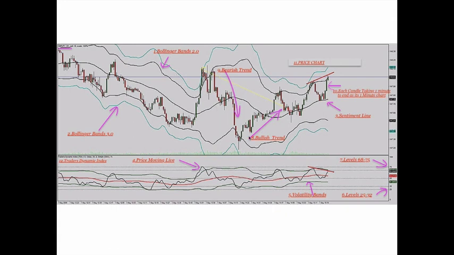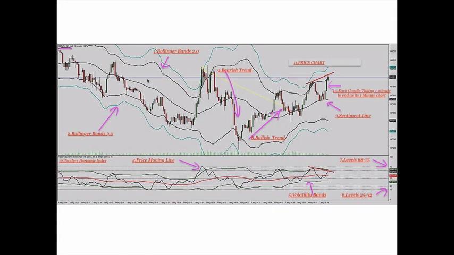Other than that, we have the sentiment line. The third thing here, the middle line, as you can see, this black line which is going here, is called the sentiment line, and this will help us to figure out a lot of different things which we will be learning further on in this video.